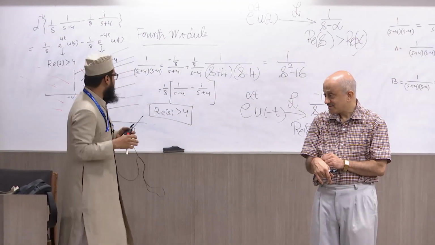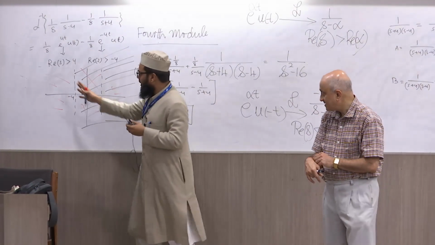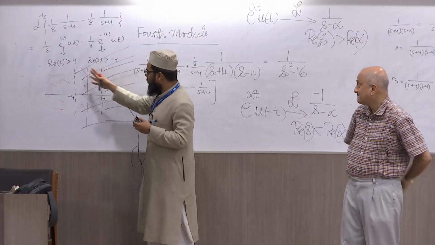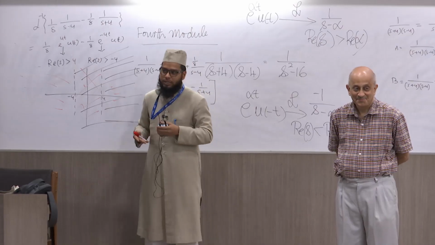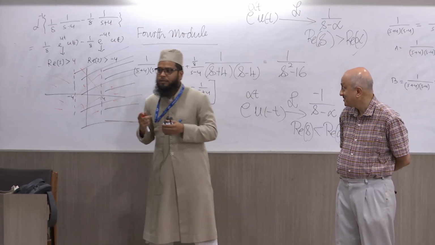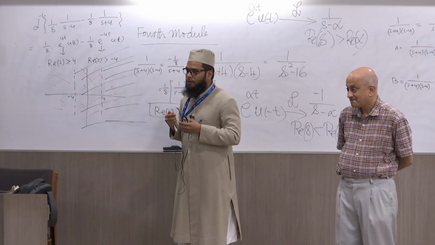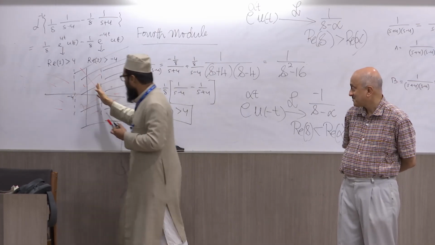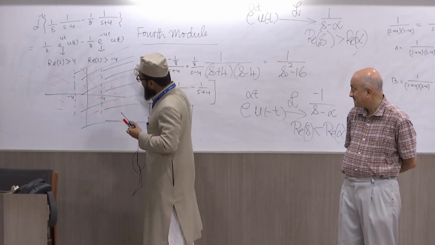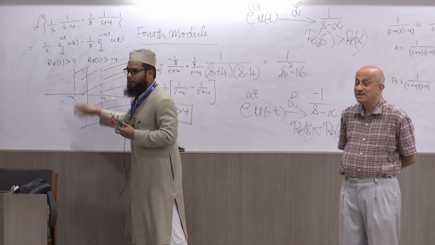Another ROC is in between, that intersection. It will be the entire S plane excluding this part, because we have ROCs like that, if you remember from signals. One is in between, one is this side, the second is this side, and the fourth one is the entire S plane excluding these parts.